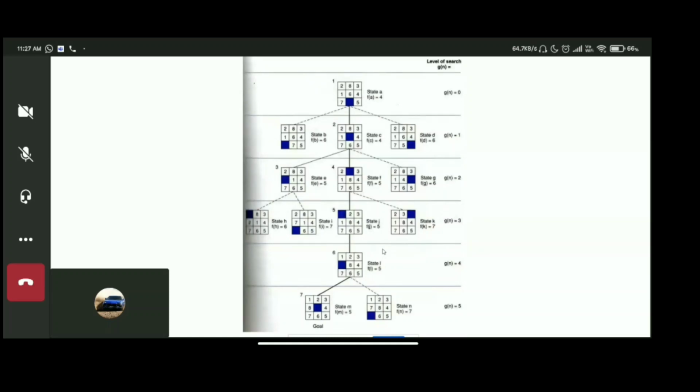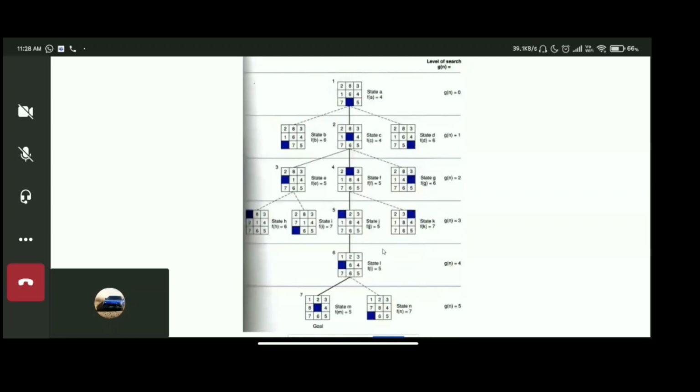Now there are 3 possible moves available to us: B, C and D. In best first search, we select the one with the minimum f function value. Here the function value is calculated as 5 plus 1, which is equal to 6. The 1 plus 1 is for g of n. 3 plus 1 is equal to 4, and 5 plus 1 is equal to 6 for state D. That is how it is calculated.